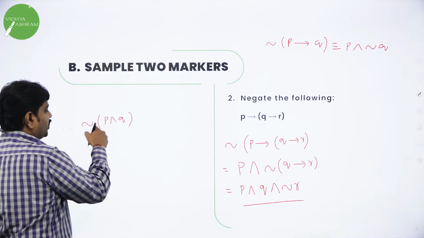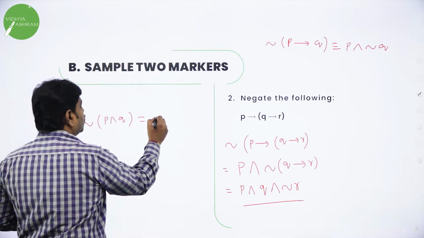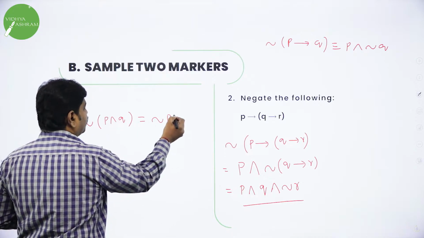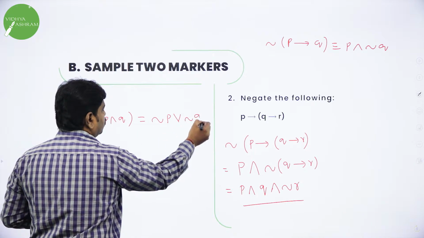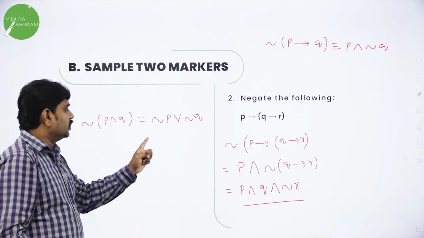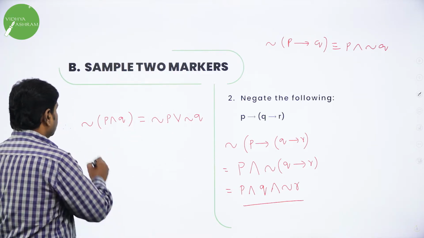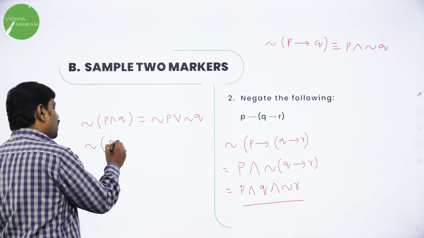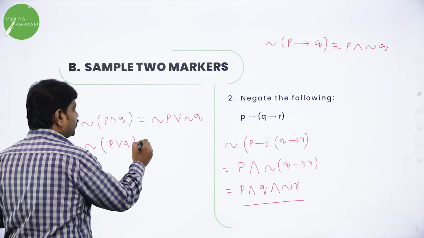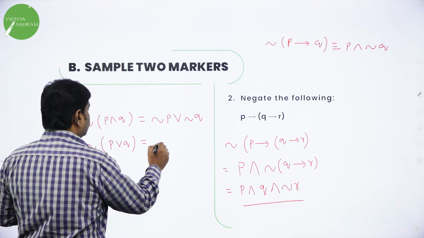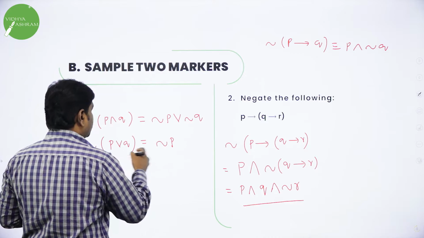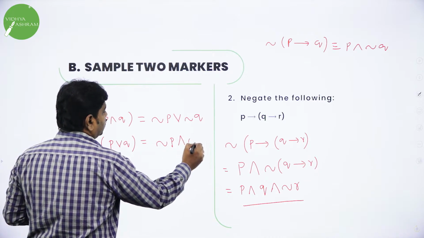So when you negate P and Q, it will become negation P or negation Q. What is the negation of P and Q? Negation P or negation Q. Second one, negation of P or Q, if they give, it will be equal to negation P and negation Q.